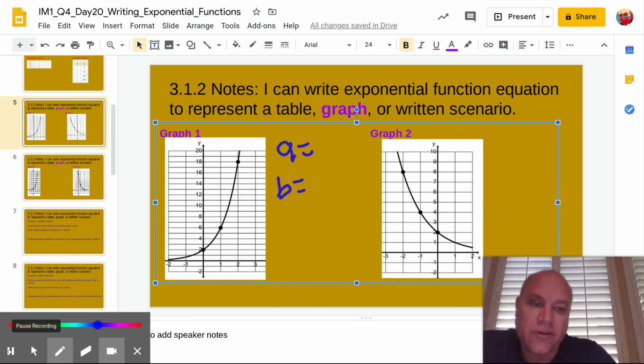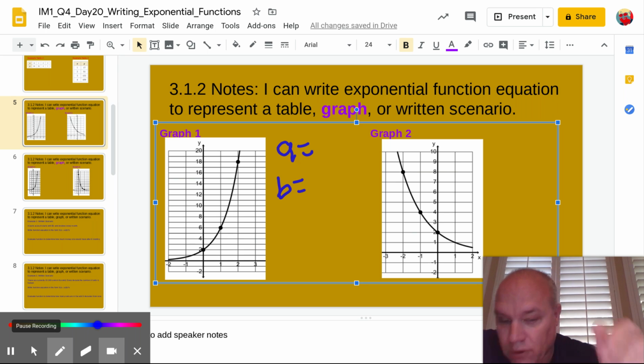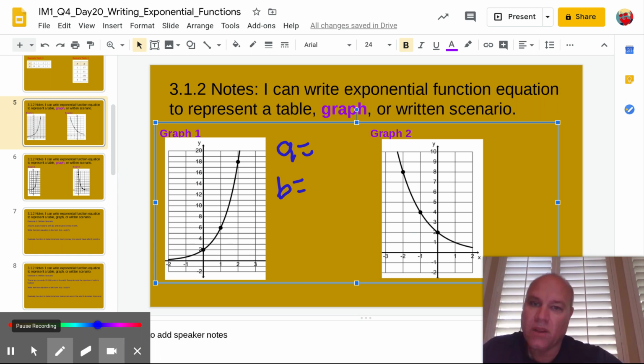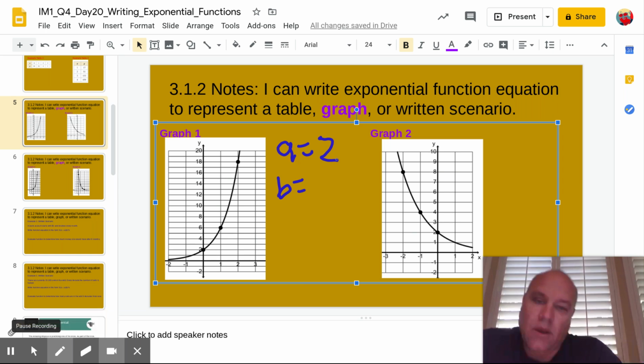All right, let's look at our first graph here. What's beautiful is if they give you the y-intercept, then they're giving us the a value. So we can see this one crosses at (0, 2), so a is 2. Now the b value, you can figure out similar to how we just did with the tables, if you have discrete points on the graph that you can read, so clear lattice points. For example, we have (1, 6) and (2, 18) that we can read.